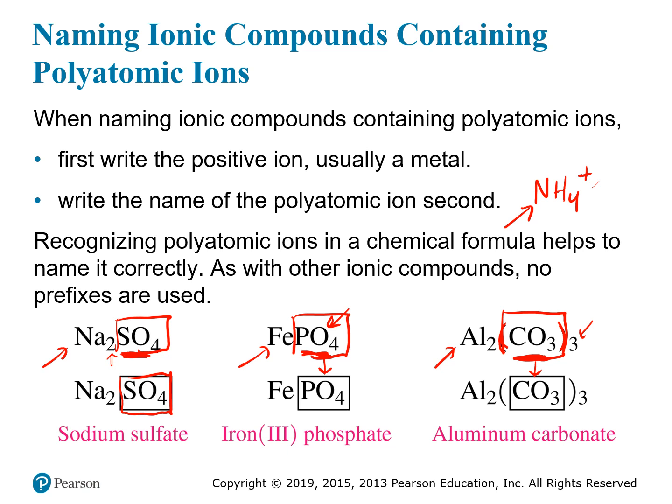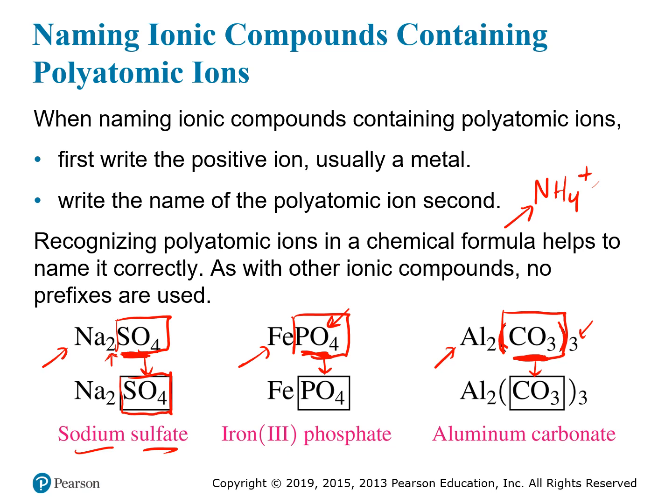The first one, if Na is the metal, that's sodium, and the name of this polyatomic ion, SO4, is sulfate. It's really SO4 2 minus. The 2 minus is why you need 2 sodiums to balance it out. But again, that doesn't take part in the name. That's not a part of the name because sodium and sulfate describes the structure perfectly fine.